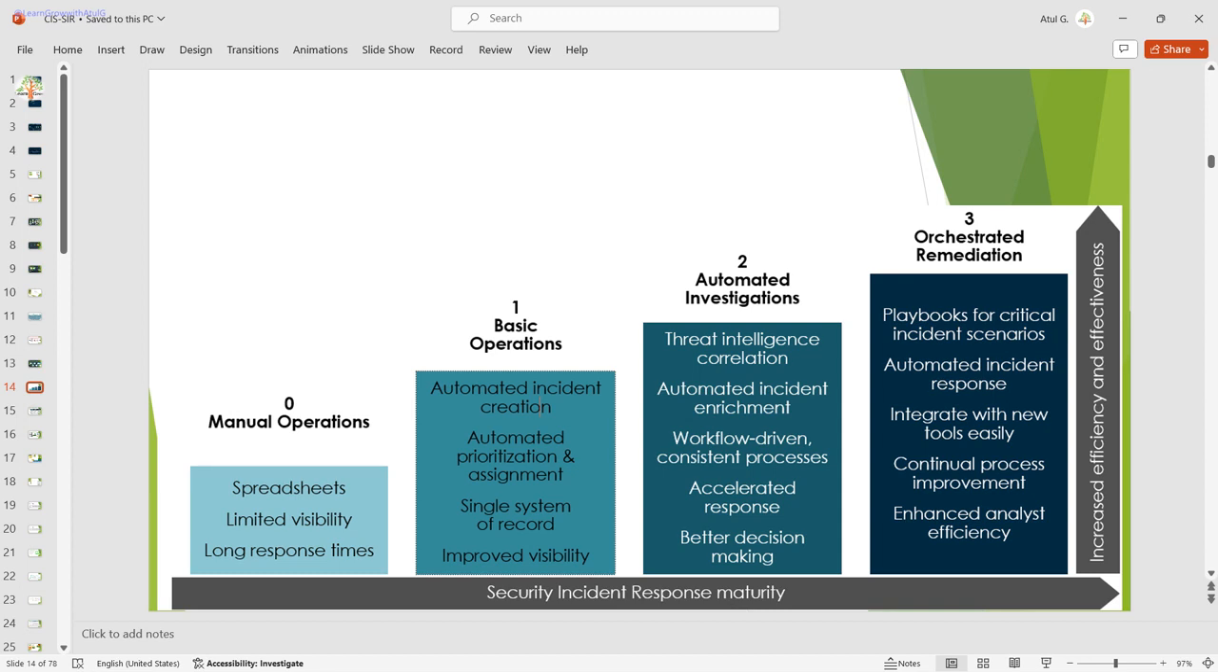So here, ServiceNow says when you reach this particular level, you can introduce playbooks for critical incident scenarios. Denial of service and phishing are a few examples that we can automate here. Then we can completely automate the incident response as well. We can integrate with different tools, and then we can use the continuous improvement process. And on the right side, we have increased efficiency and effectiveness, because we are moving to the progress side, the maturity side, which can help us get this done very easily.